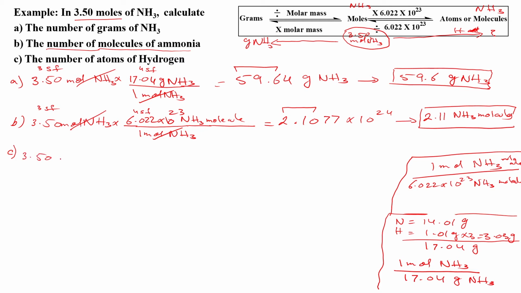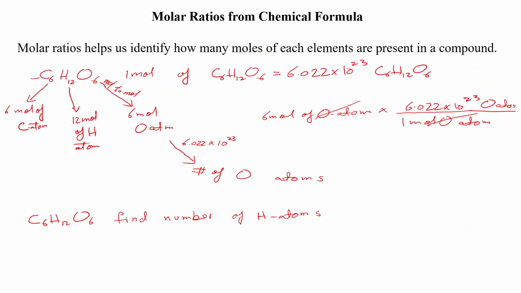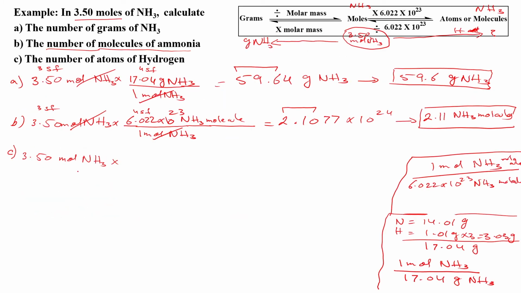3.50 moles of ammonia given, and you have to find how many moles of hydrogen we have in it. Remember, we did the molar ratio from the formula in one of the slides. We have 1 mole of glucose, and we converted these moles of glucose to the moles of each element. Like 1 mole of glucose has 6 moles of carbon atoms, 12 moles of hydrogen atoms. The same thing we have to do with the ammonia. So we have to make a conversion factor between moles of ammonia and the moles of hydrogen.